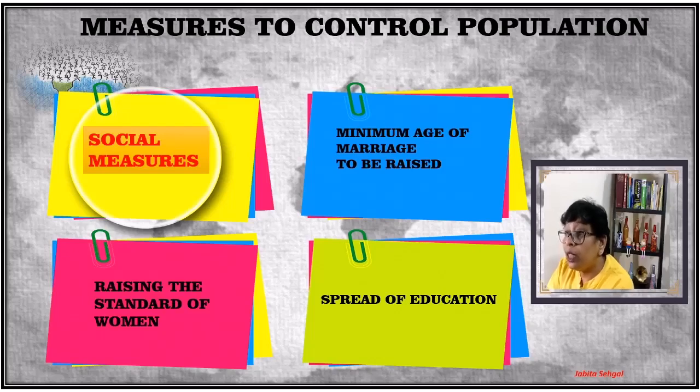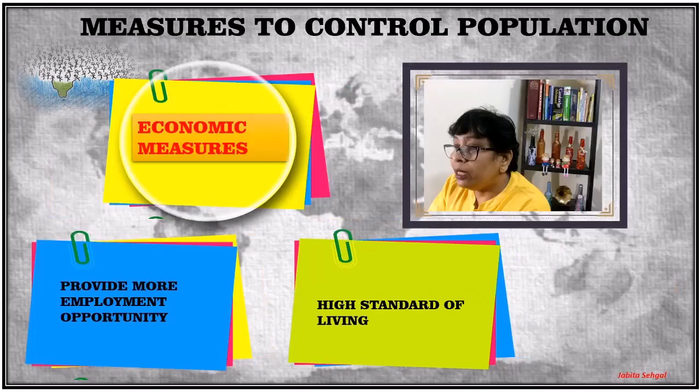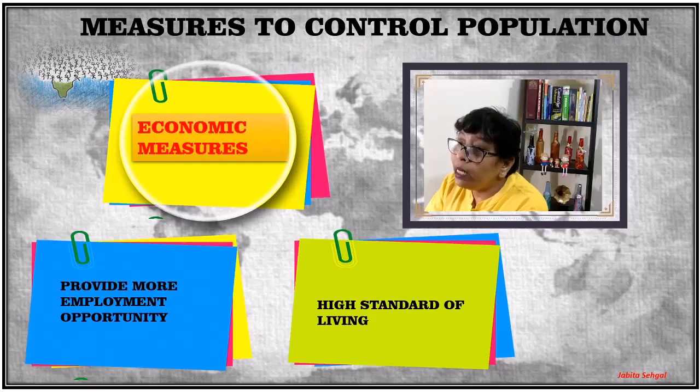Women should be given opportunities to develop socially. Third, spread of education. Spread of education changes the outlook of people. The educated men and women prefer to delay marriage and adopt small family norms. Next, we have the economic measures. First one is provide more employment opportunities. It is very important for the government to raise the employment.